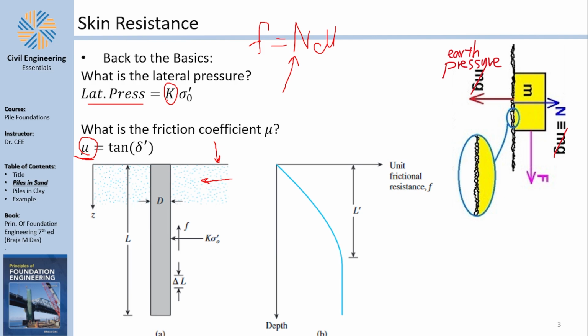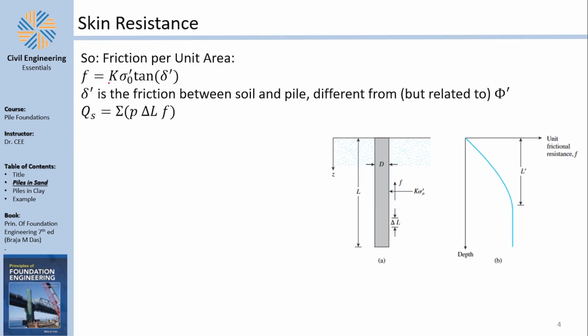Now there is more to that, and I will talk about what there is in a moment. But for now, let's just focus on K and mu. Well, mu is tan delta. Now you can notice that there is no phi here, it's a delta. And we will talk about them step by step in a moment. So basically, from physics, this K sigma is the clamping force or the normal force N, and tan delta is the friction coefficient. Now, of course, delta here is the friction angle, but not between the soil and soil particles, but between the soil and pile.